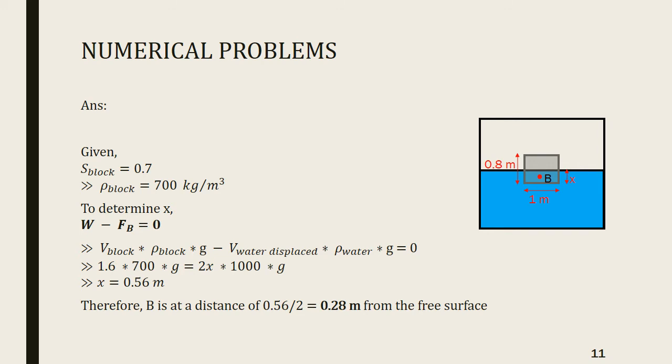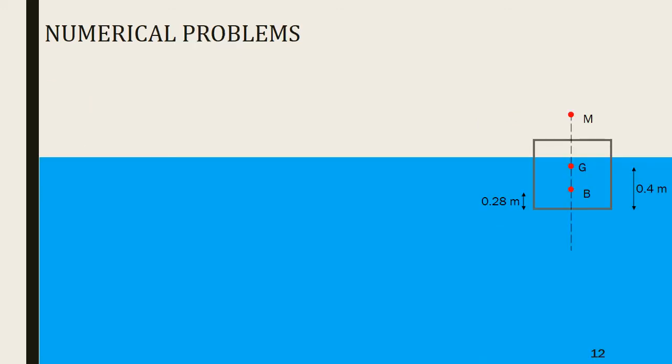Now this is only half of the question. We have only found out the center of buoyancy. We need to find out the metacentric height. So here, center of gravity is located at 0.4 meter from the base because the total depth is 0.8 meter. And center of gravity would be located exactly at the center. So center of gravity is at 0.4 meter and center of buoyancy is at 0.28 meter. So BG can be found out as 0.4 minus 0.28, that is 0.12 meter. Now, Iy by volume of submerged minus BG is equal to MG.